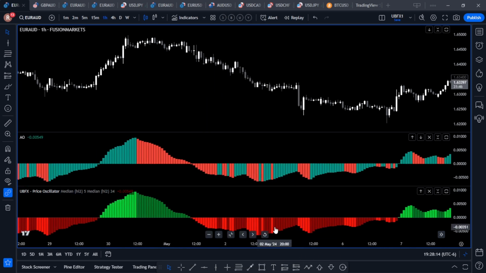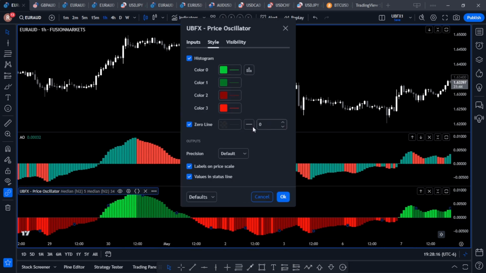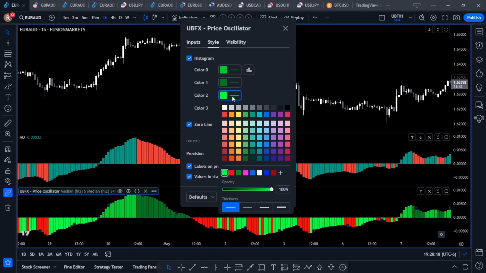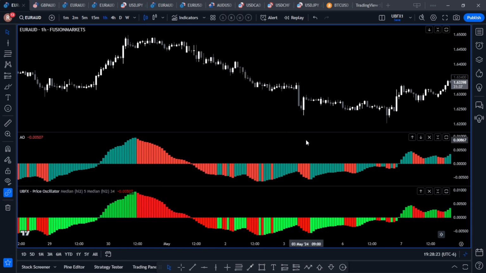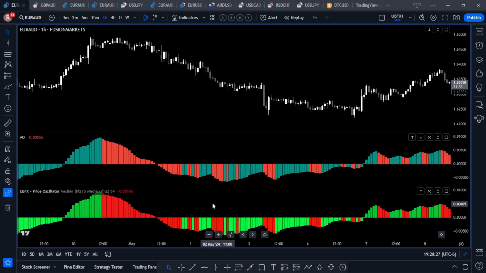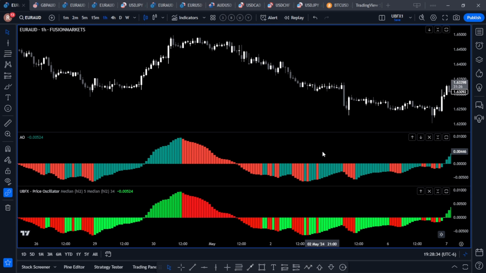And by the looks of it, everything looks good. Let's just change the colors really quick. We'll make this one green and we'll make this one red, just so that we have the same look for this. All right, so this looks like we have all the right bars in all the right places. So it's a 5, 34 simple moving averages of the median price.